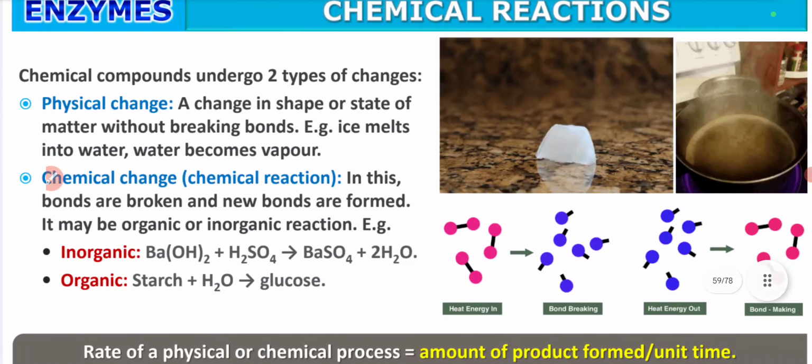Chemical reactions. Chemical compounds undergo two types of changes. A physical change, that is a change in shape or state of matter without breaking bonds. Example, ice melts into water and water becomes vapor. Second, chemical change or chemical reaction. In this, bonds are broken and new bonds are formed. It may be an organic or inorganic reaction. Example, inorganic: Ba(OH)2 plus H2SO4 gives rise to BaSO4 plus 2H2O. Organic: starch plus H2O gives rise to glucose. Here you can see heat energy in, bonds breaking, heat energy out, bonds making.